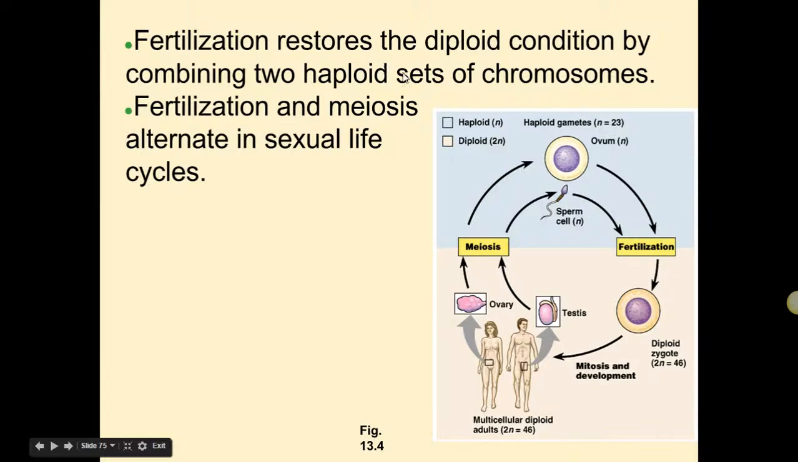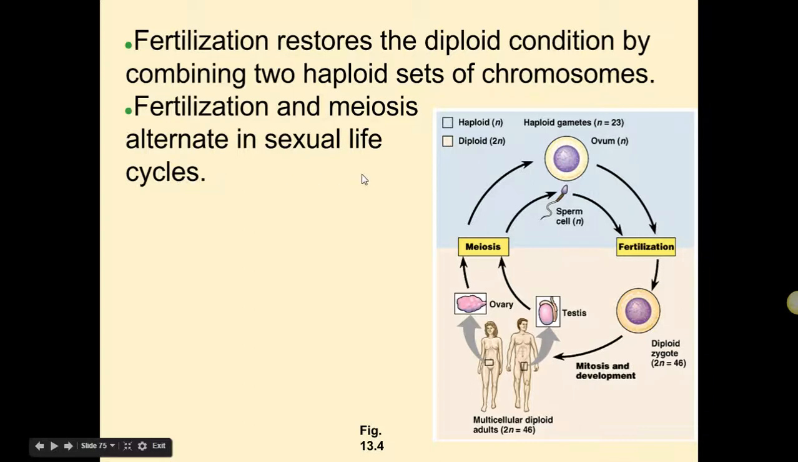And fertilization. So basically, you make haploids when you undergo meiosis, and that means they only have 23 chromosomes, and you need to get back to that original 46 as a human. So when you bring 23 from the sperm and 23 from the egg, it becomes 46 again. Fertilization and meiosis alternate in sexual life cycles.